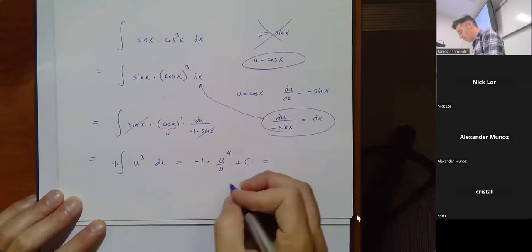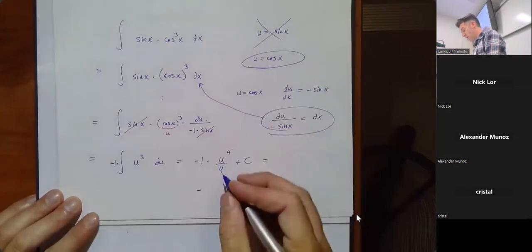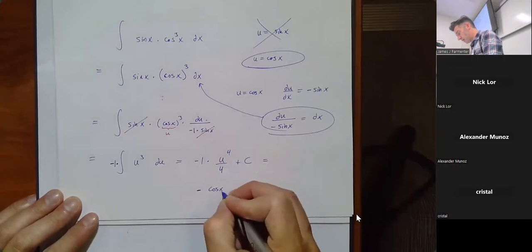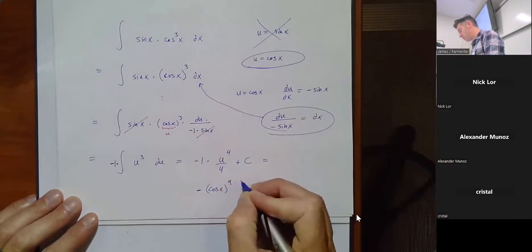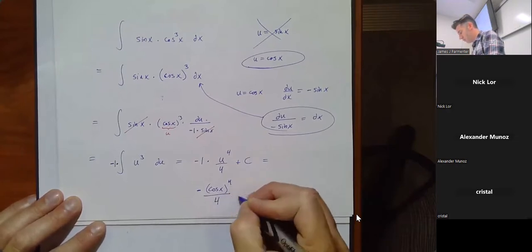And then that's going to equal negative, let's see, u was cosine. So it's going to be cosine of x to the 4th power, or you can use the abbreviated notation cosine to the 4th of x, all over 4 plus c.